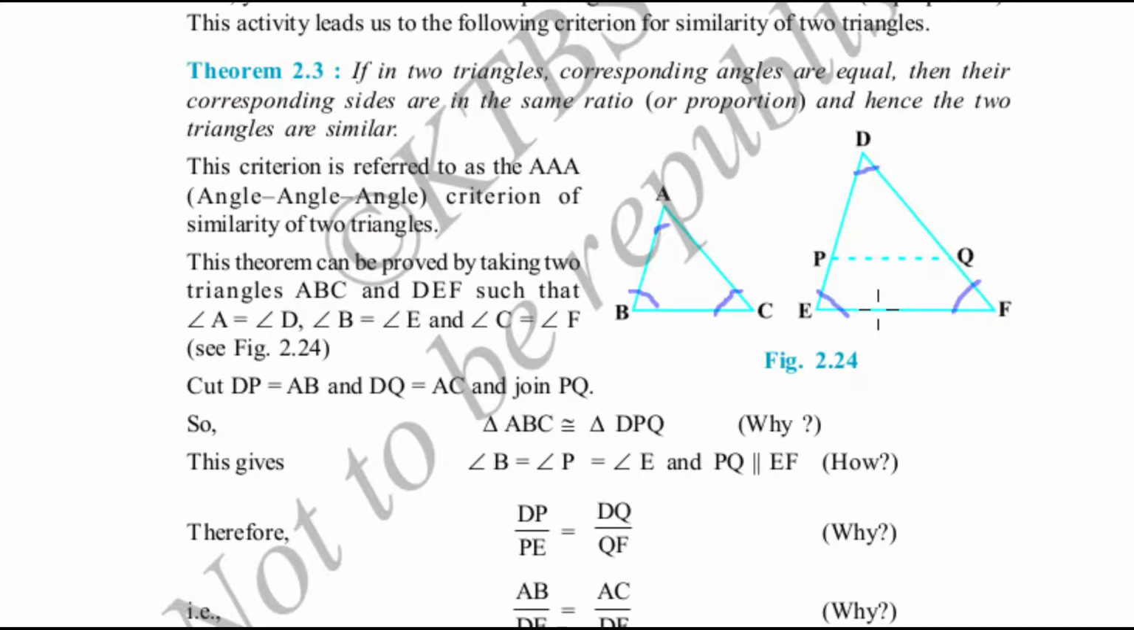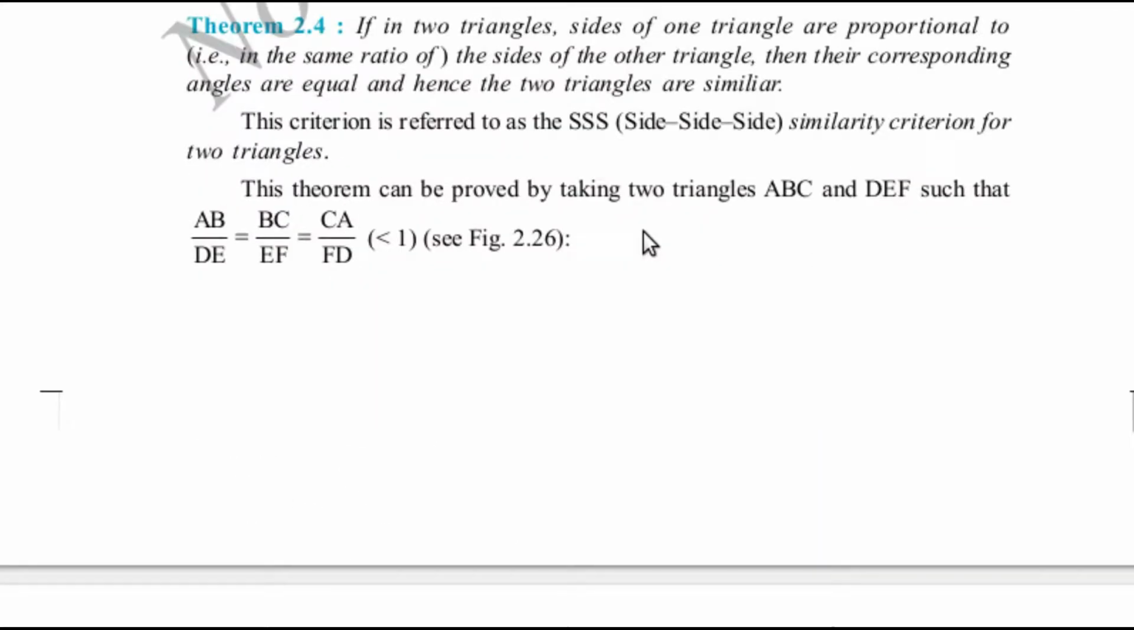Hence we proved it. Now let us prove theorem 2.4, which is basically the opposite of what we proved before, which states that if in two triangles the sides of one triangle are proportional to the sides of the other triangle, then the corresponding angles are equal, hence the two triangles are similar. In this case we are proving that if in two triangles the corresponding sides are in proportion, then their corresponding angles are equal. Now let us prove this theorem.